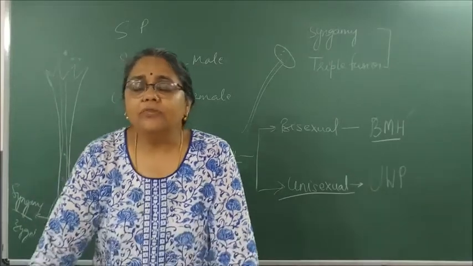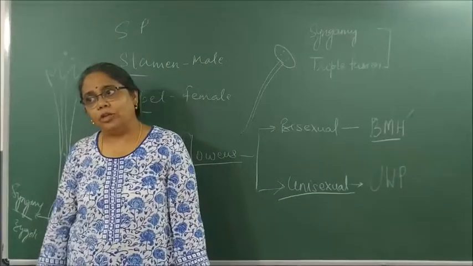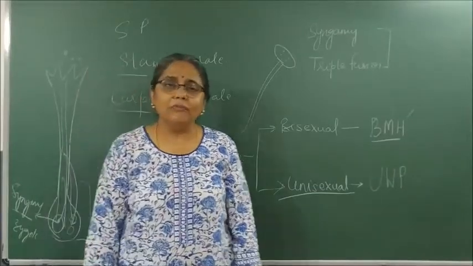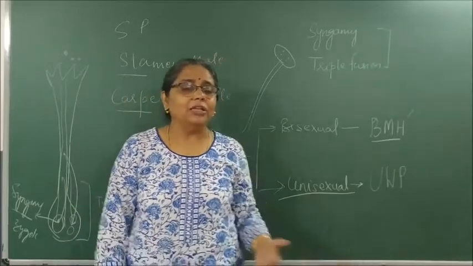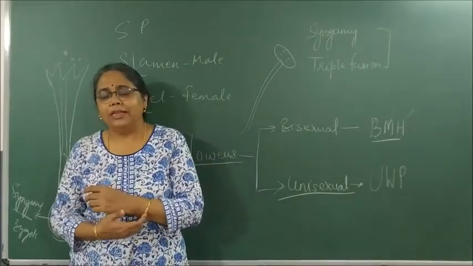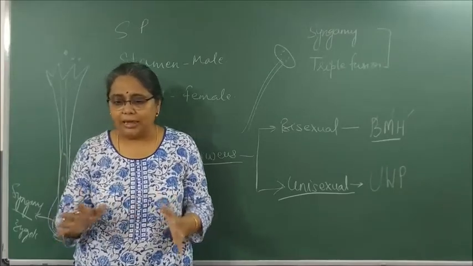The transfer of the pollen grains onto the stigma of the flower is called pollination. If it is done in the same flower, it is called self-pollination. If it is done in a different flower, it is called cross-pollination. And the agents of pollination may be wind, water, or animals.